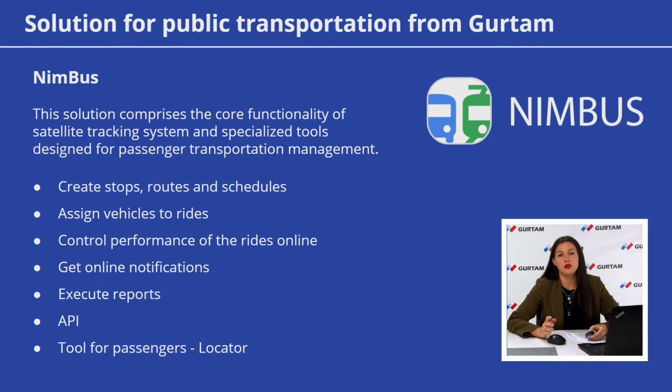elements needed to control passenger transportation, such as stops, routes, and schedules. Assign vehicles to rides or set up automatic assignment of vehicles. Control the performance of the rides online, on the scheme and on the map. Get online notifications about important events on the ride, like hurry, delay, connection loss, and others.